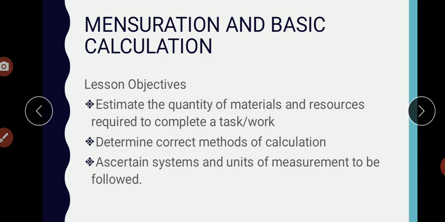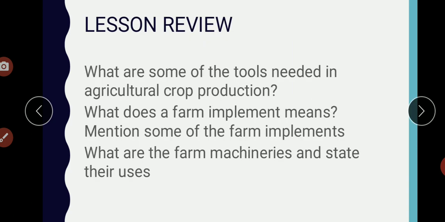These are just the four basic mathematical operations, which are addition, subtraction, division, and multiplication. And the third objective, ascertain systems and units of measurements to be followed. We have only two units or two systems of measurement. We have the English system and the metric system. Okay, so let's proceed to our lesson review.